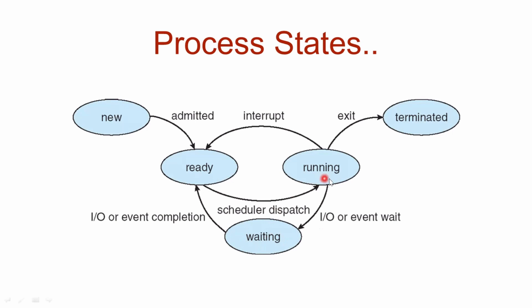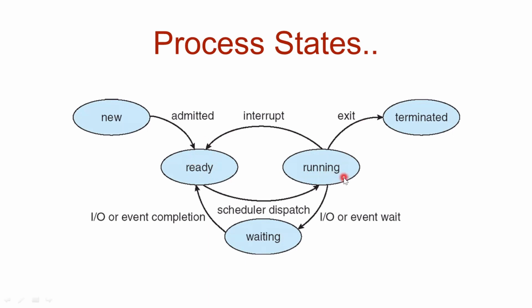Now, if a process is in the running state, some high priority process or some system call may disturb the execution of the process. So the process is interrupted. It goes back to the ready state, because the process was running and there were no outstanding requests of the process, but still some interrupt occurs. So it has to go to the ready state. It will not go to the waiting state. It will go to the ready state.